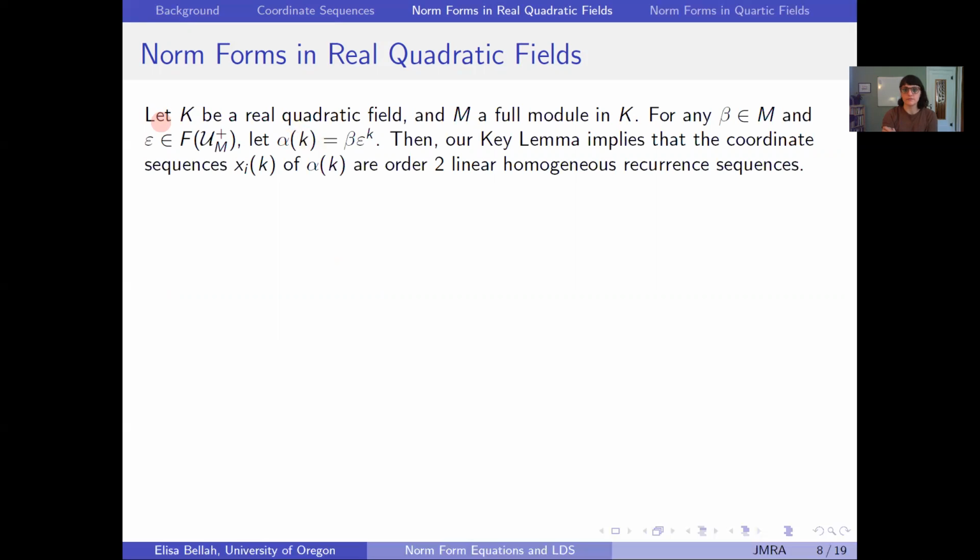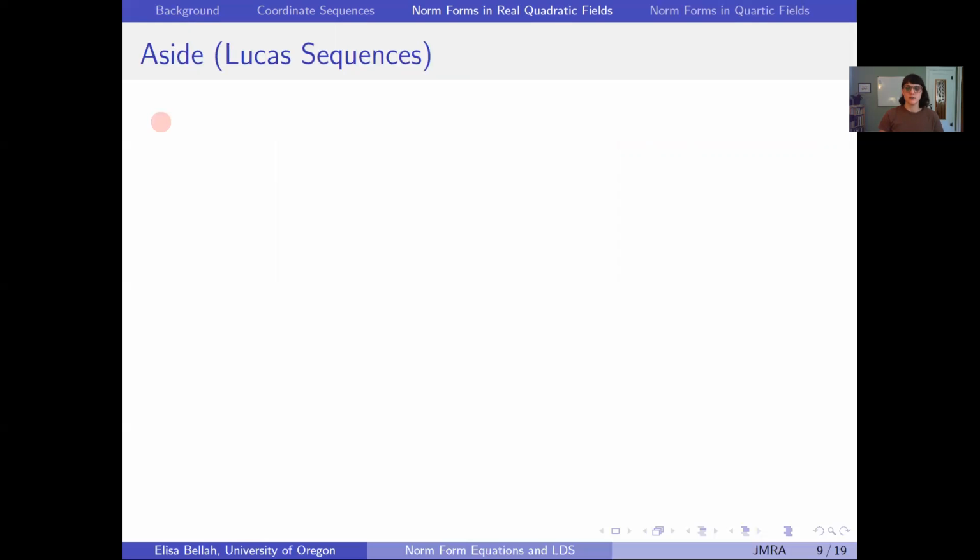Then the key lemma from before says that the coordinate sequences of alpha k are all order 2 linear homogeneous recurrent sequences. So this turns out to be nice because we know quite a bit about order 2 recurrent sequences. So let me just tell you the background that we need in a quick aside. I'll come back to that slide in a second.